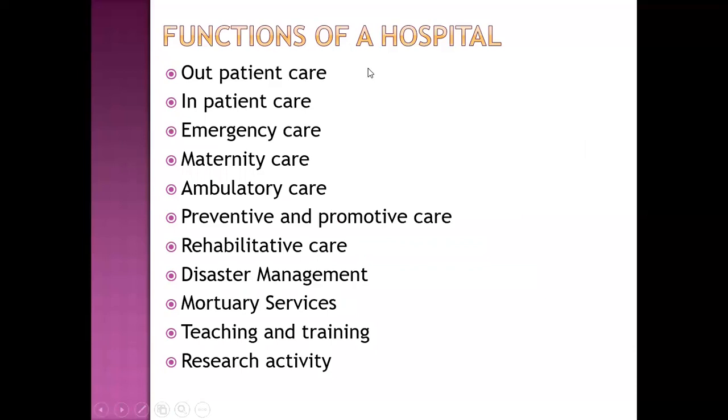Functions of a hospital include outpatient care, inpatient care, emergency care, maternity care, ambulatory care, preventive and promotive care, rehabilitative care, disaster management, mortuary services, teaching and training, and research activity. All these are functions of a hospital.